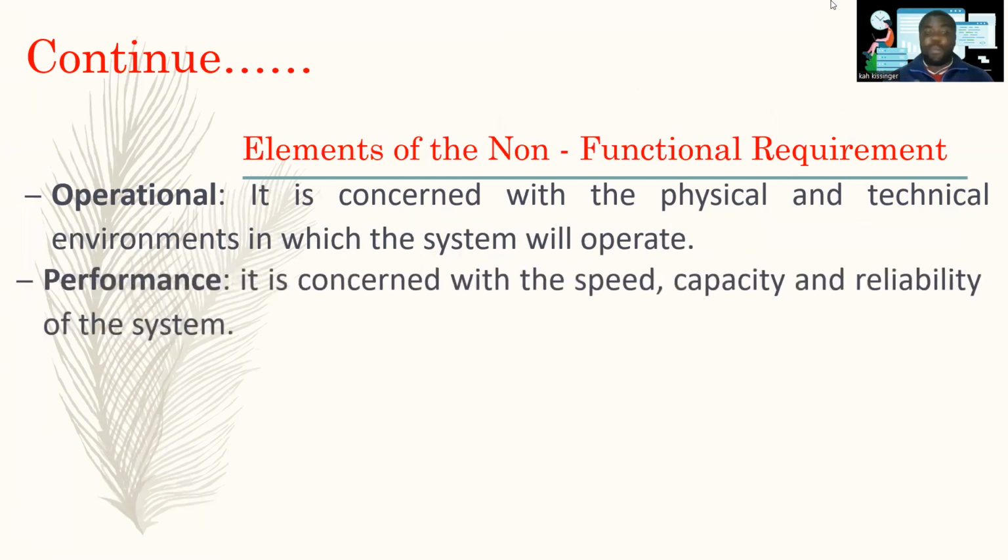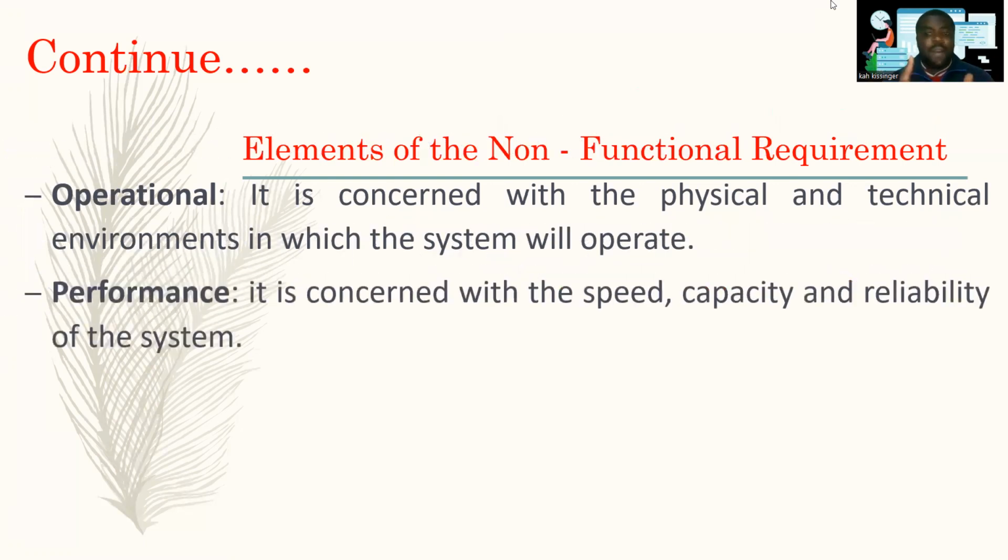Then you have now as well the performance. It is concerned with speed, capacity and reliability of the system. For example, the system is built to accommodate maybe 1,000 to 2,000 users. If 2,000 users is the maximum stipulated capacity of the software, and then the users populate to 5,000 or 8,000, and the software becomes slow in terms of speed delivery, then it's not your fault, because you have specified the speed and the capacity. Based on this capacity of users, you should be able to have this.